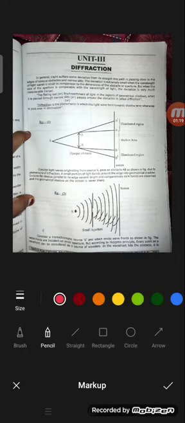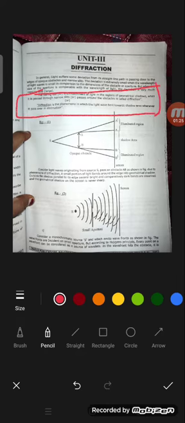So the main phenomenon of diffraction is this: diffraction is a phenomenon in which the light wave bends towards the shadow area whenever it passes over an obstruction.